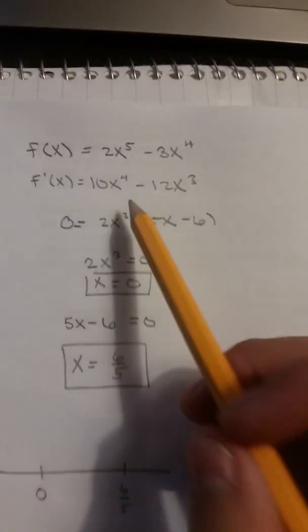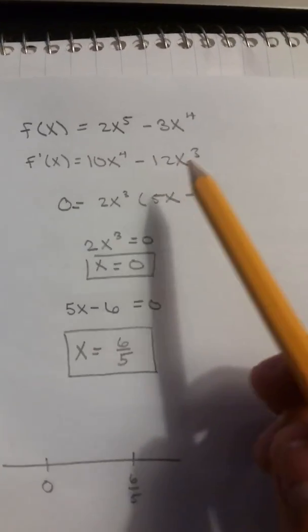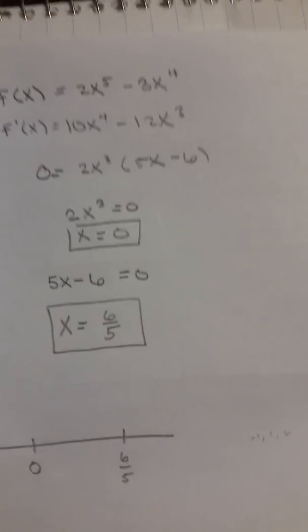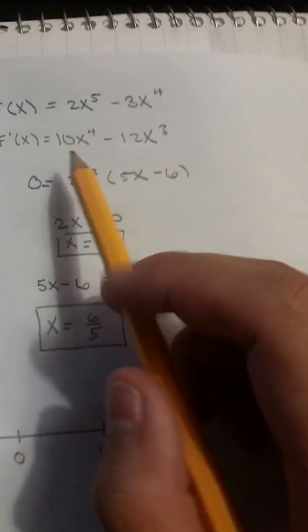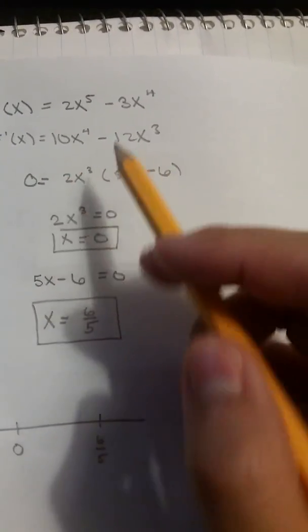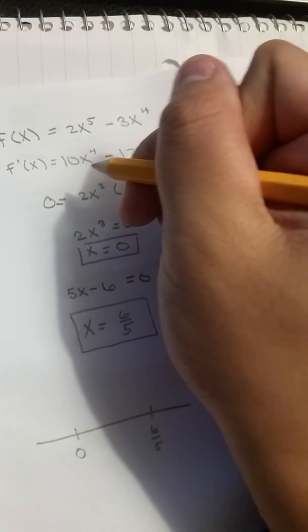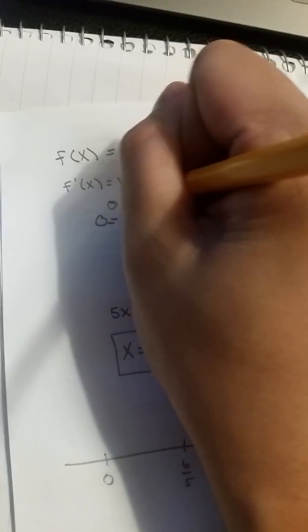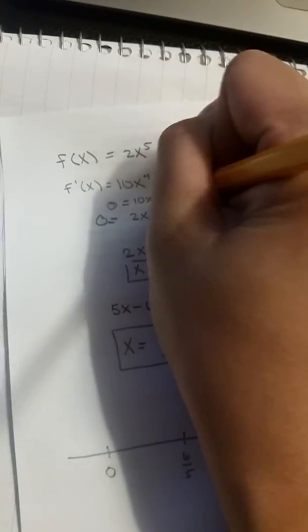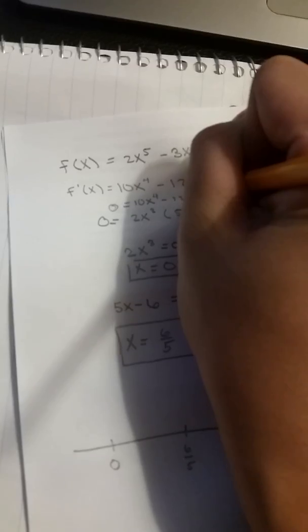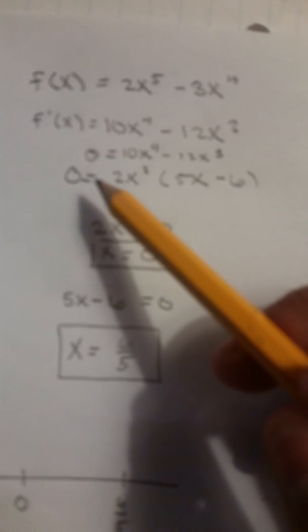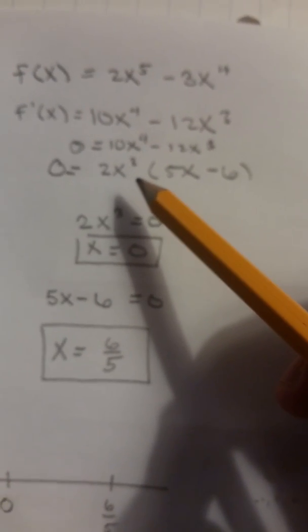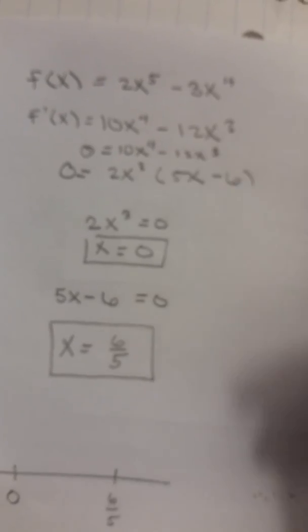Once you take it, it's going to be 10x to the fourth minus 12x to the third, using the simple power rule. After you have taken the derivative, you just set the first derivative to 0, equal to 10x to the fourth minus 12x cubed. My next step was to factor out the 2x cubed, so it'll be easier.